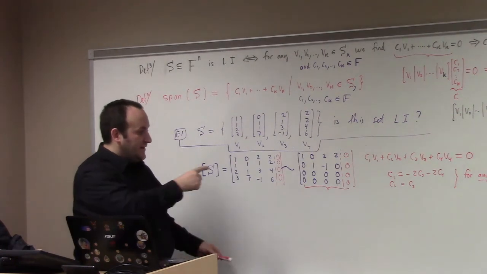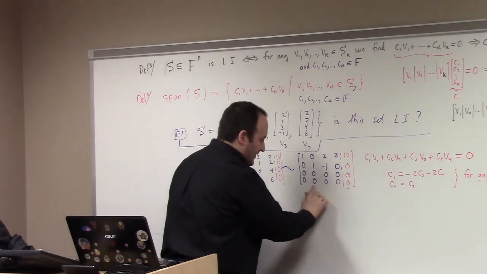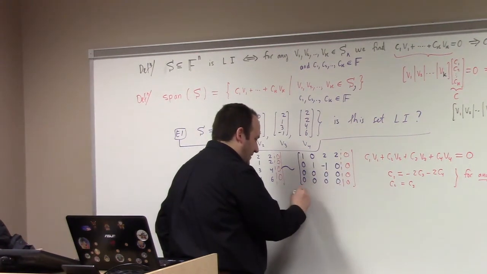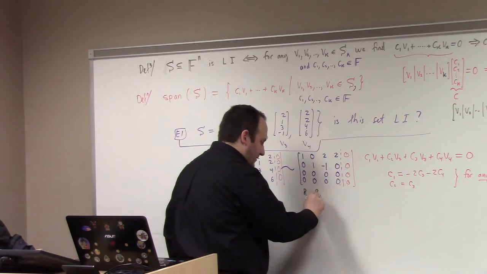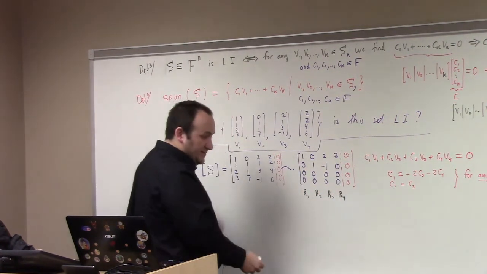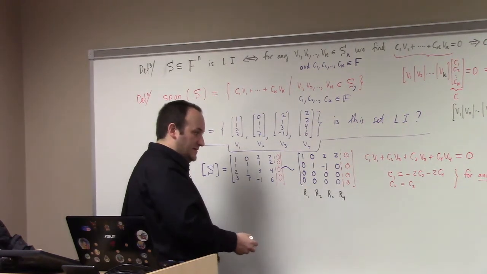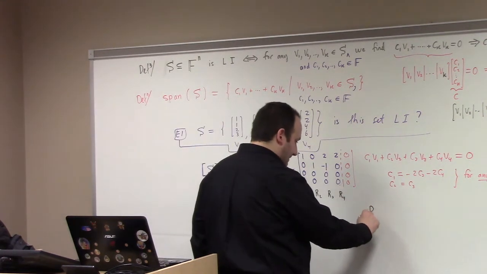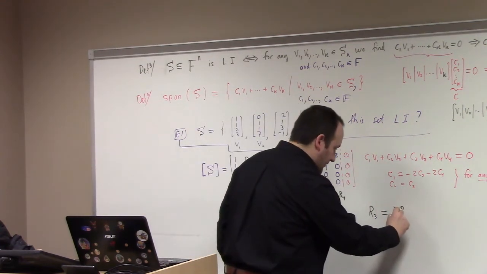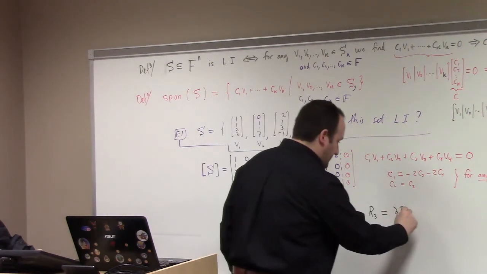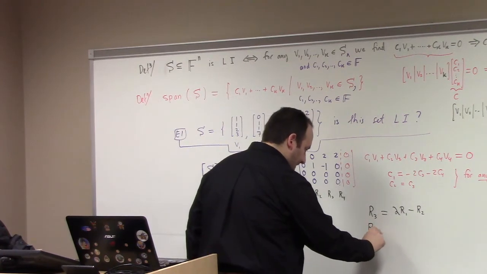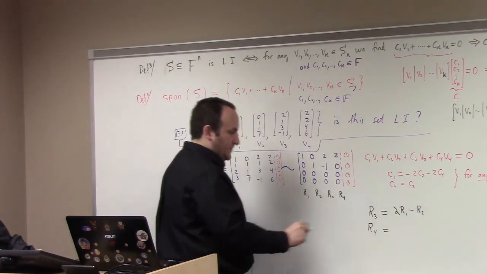Like, what are the linear dependencies here? I'm going to use R1, R2, R3, R4 just to give it a name. So can you tell me how R1, R2, and R3, R4 are related here? Like, what's R3 equal to? Yeah, 2R1, right? You say minus R2. Yep, very good. And R4? 2R1, right?